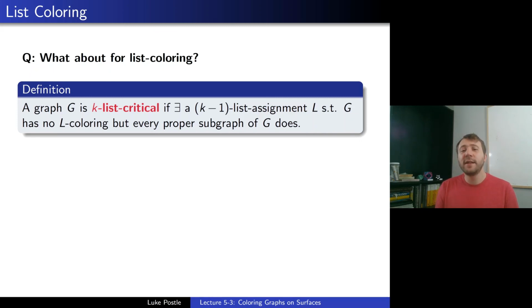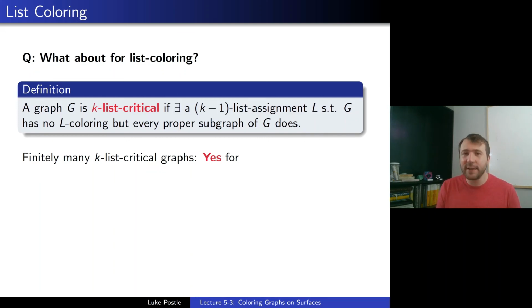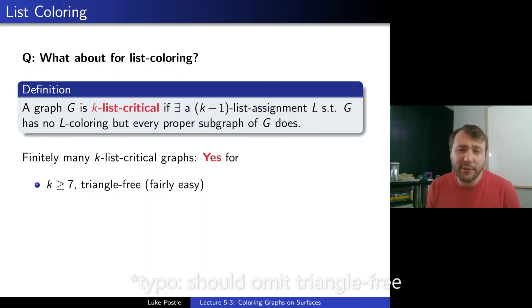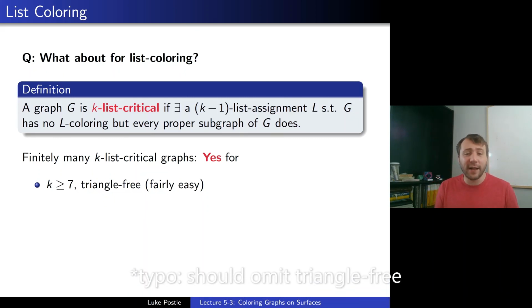Okay, so then is that the right definition? Well, you could have also defined it as having high list chromatic number and every smaller one does not, but this is nicer because it's more to the list assignment, right? If you want to do algorithms for testing, if you want to decide you're colorable from that list, this is the more general and appropriate definition. So are there finitely many k-list-critical graphs? And the answer turns out to be yes. And it's yes for k at least 7.